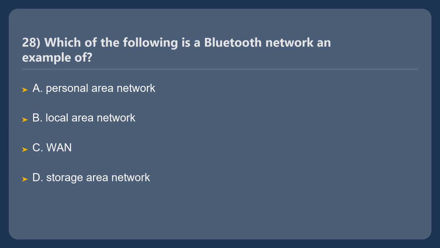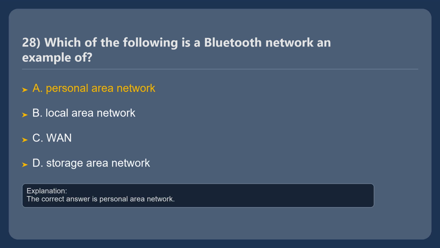Question 28. Which of the following is a Bluetooth network an example of? Option A, personal area network. Option B, local area network. Option C, WAN. Option D, storage area network. The correct answer is option A, personal area network.